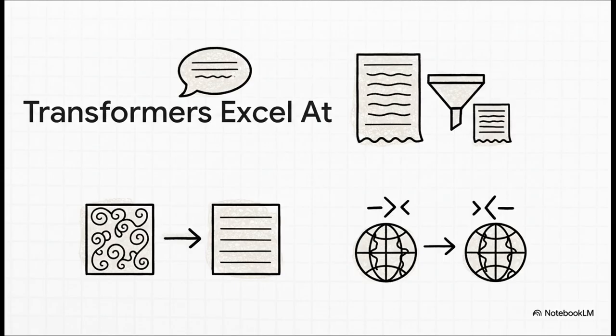And because they have this incredibly deep understanding of context, transformers are just phenomenal at a whole range of things. This is why they can generate such human-like text for chatbots. It's why they can summarize a huge article and not lose the main point, or why they can translate languages with such amazing accuracy. It all comes back to understanding those relationships.